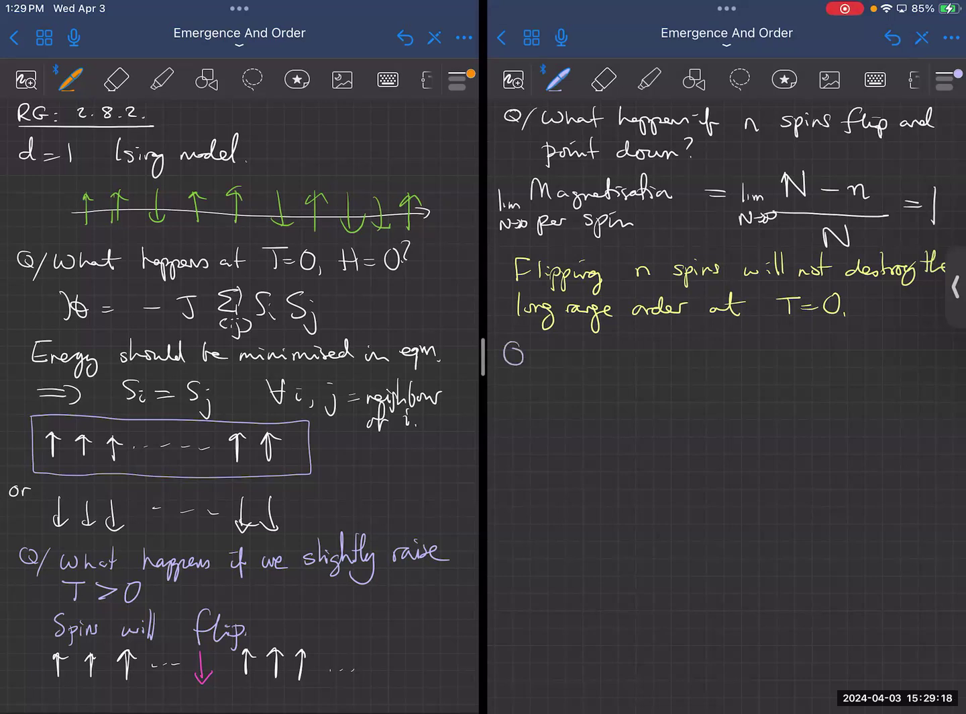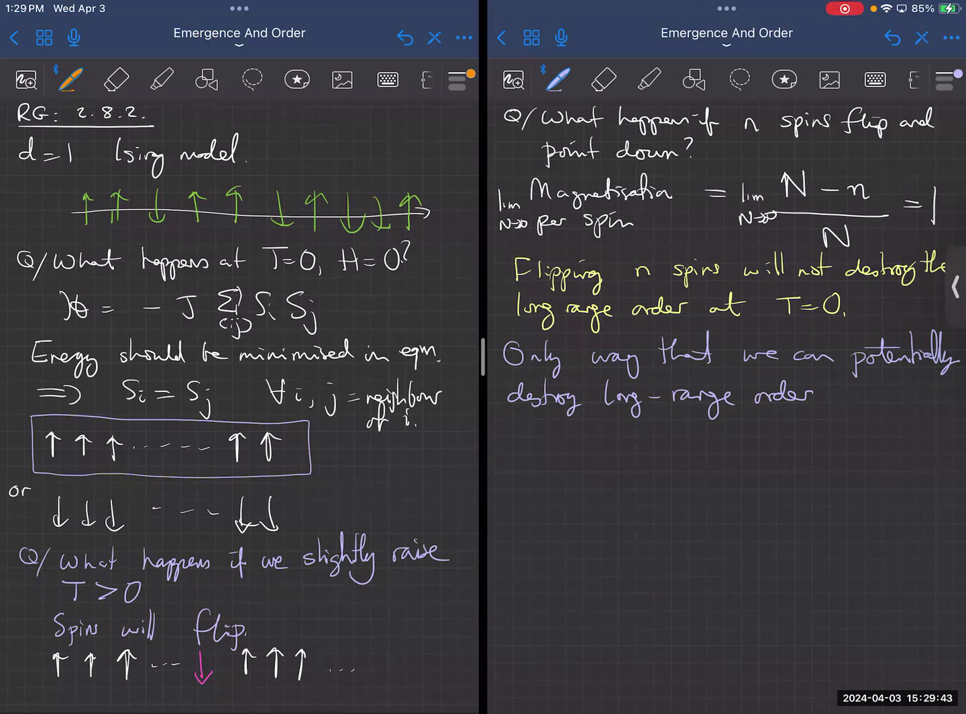So the only way that we can potentially destroy long-range order, and I'm sneaking in this term long-range order. Long-range order just means that the spins are all pointing up, and this order persists macroscopically throughout the entire system. There's a more technical definition of long-range order involving what happens to the correlation functions as a function of distance, which we've talked about last quarter, and I'll mention it again here, but not today.